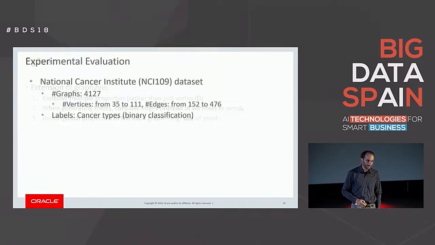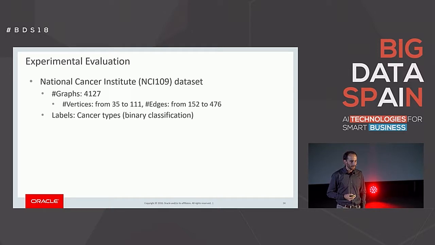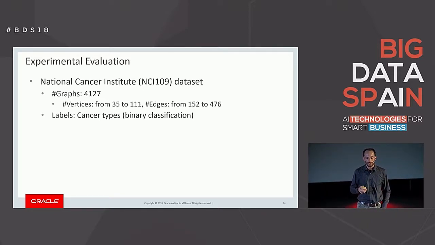So with this algorithm, we ran an evaluation on a data set about cancer. It's not proteins, it's chemical compounds that may or may not be related to cancer. So some of them are labeled, so you know that this compound is related to some kind of cancer, some of them are not, and then you want to find for some unknown compound whether it can be related to cancer or not.